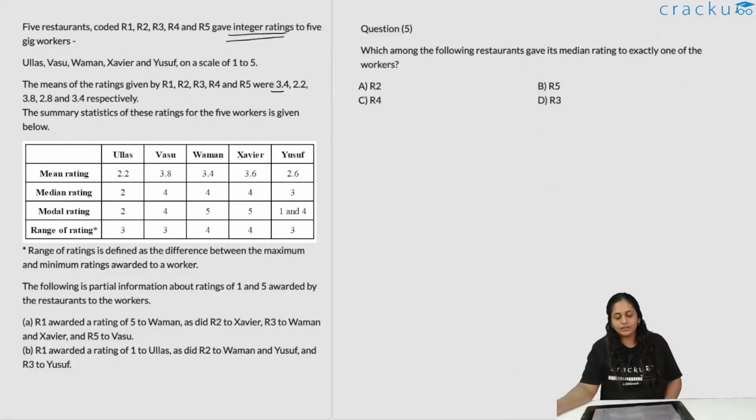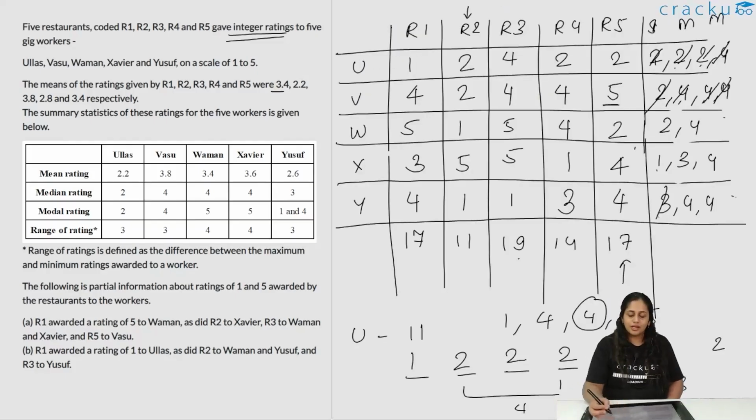Then the last question is, which among the following restaurants gave the median rating to exactly one among the workers? So the ratings of this restaurant are 1, 3, 4, 4, 5. So 4 is the median rating and 4 has come twice. So he has given it to more than one person. Here the ratings are 1, 1, 2, 2, 5. So median is 2 and it comes twice. So he has given it to more than one person. R3 it is 1, 4, 4, 5, 5. 4 is the median. It comes twice.